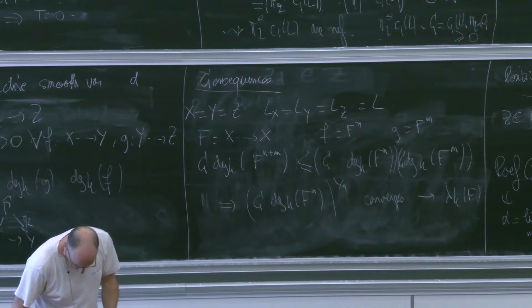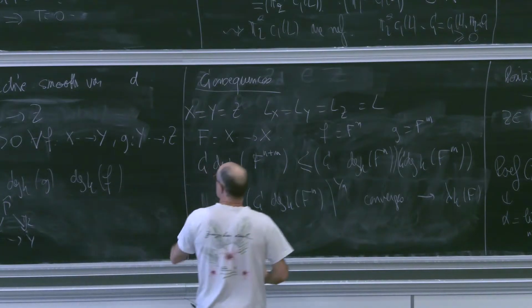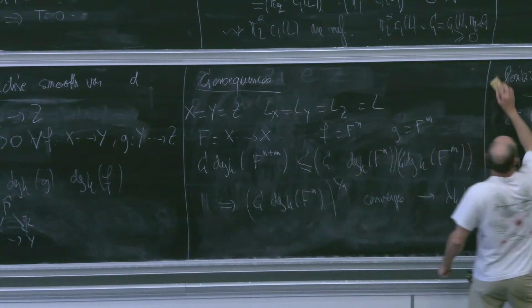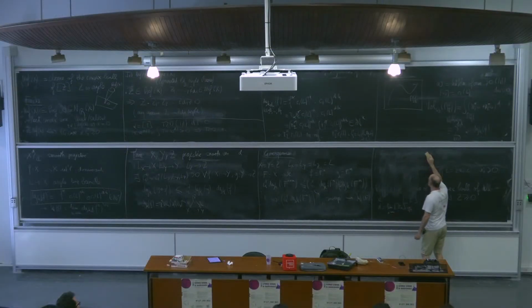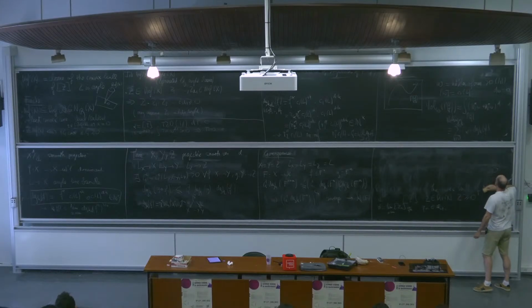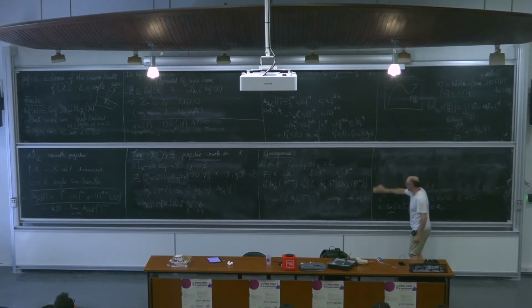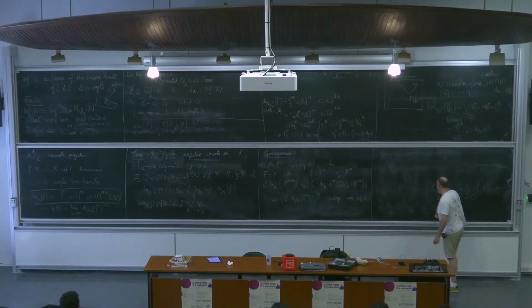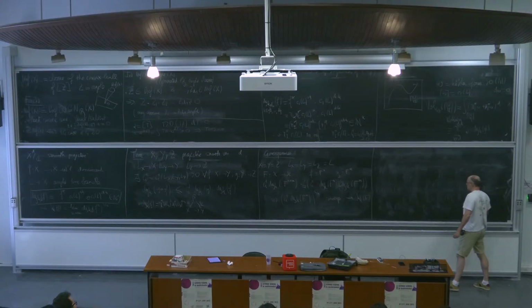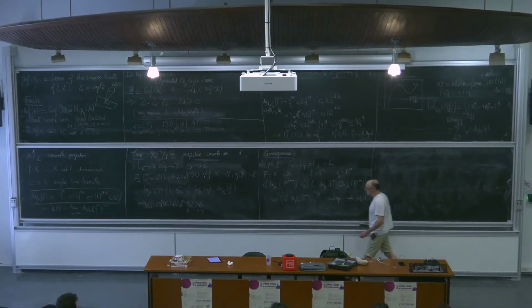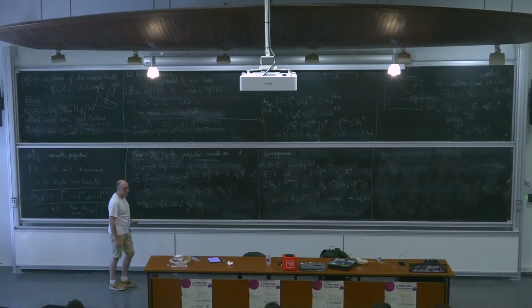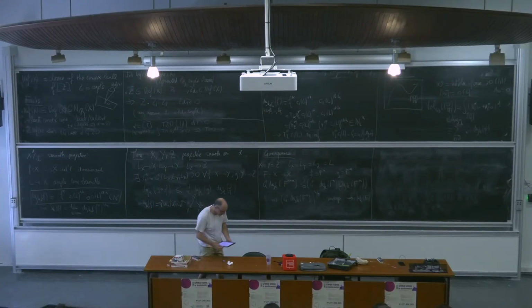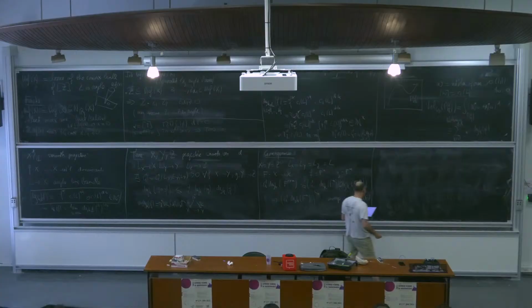Great. A priori, these dynamical degrees depend on the choice of the ample line bundle, so I have to explain why they don't. Also, as I said at the very beginning, the dynamical degrees are birational invariants. All of this is a consequence of this theorem.